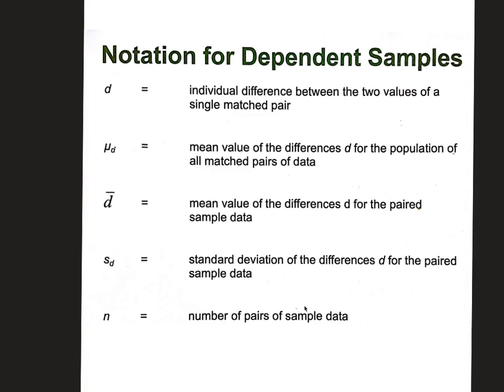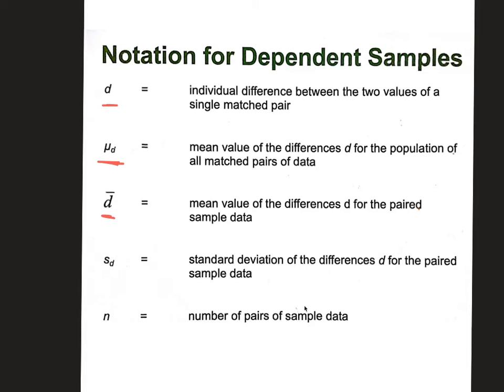Notation, here you've got to know these letters as usual. The little d is just for the individual difference of each pair. So you take each pair, find the difference between the values of the pair, that's going to give you your d. Mu d is the mean of all the differences. So you find the differences of each pair, you find the mean of those, that's mu d.